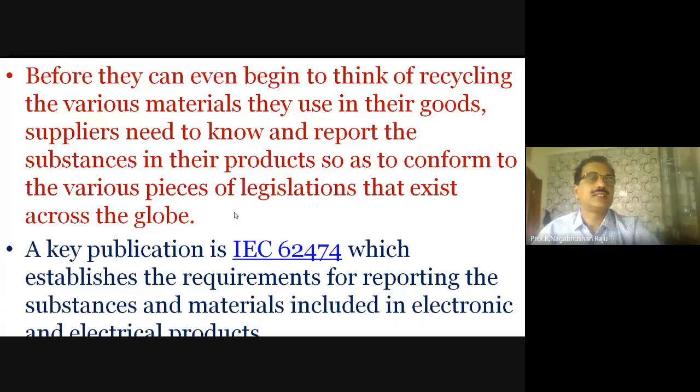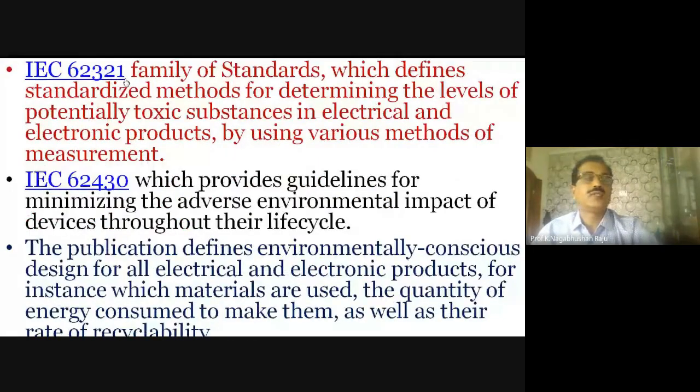That's the reason why they have developed these standards to take care of electrical and electronic products. Similarly, the IEC 62321 family defines standardized methods for determining the levels of potentially toxic substances in electrical and electronic products by using various methods of measurement. And the IEC 62430 family of standards provides guidelines for minimizing the adverse environmental impact of devices throughout their life cycle. If a particular device exists throughout its life cycle, how is it going to affect the environment? That's what this family of standards decides. So the publication defines environmentally conscious design for all electrical and electronic products.